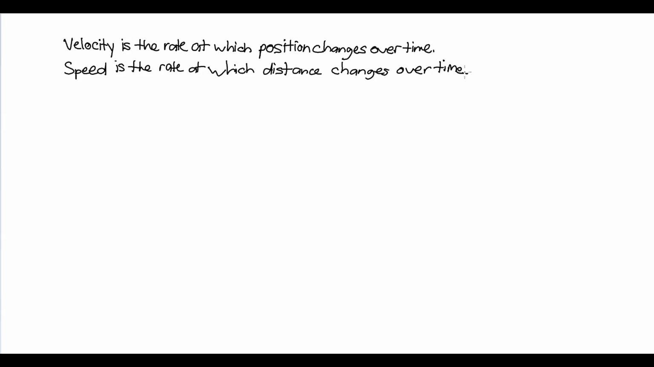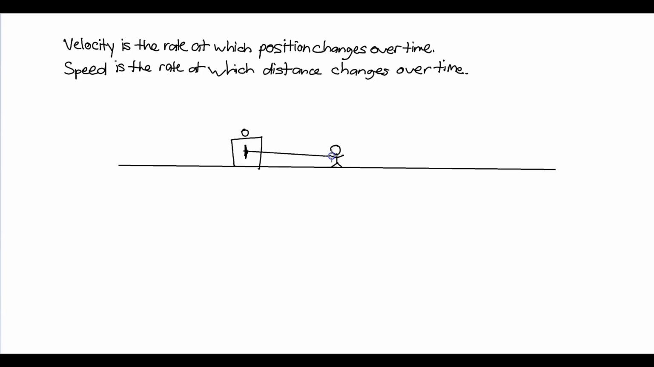Let's go through quickly what the difference is between position and distance. So let's have a car. Let's have our building. Okay, and let's have you. You are here. Now, this is your reference point, and you are currently here. Your initial position vector is this way.